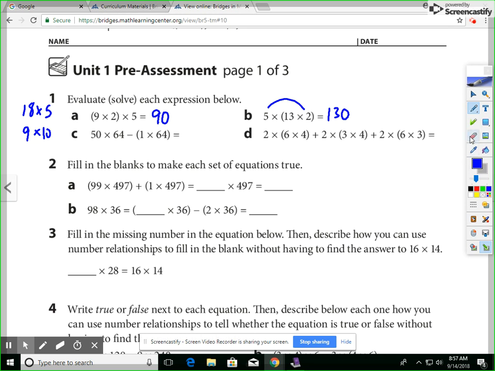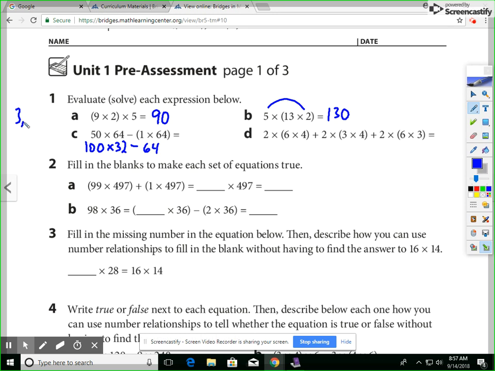So for that one, I think it's hard to multiply 50 times 64. So if we use our half and double strategy again, if we double this to make 100, which is a great friendly number, 100, we have to cut 64 in half. Half of 6 is a 3. Half of 4 is a 2. Now it's very easy to do 100 times 32. So there's our 3,200. And then we're going to do minus 64.